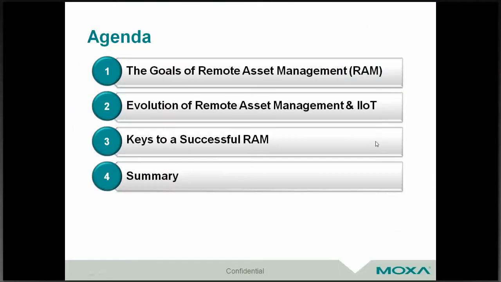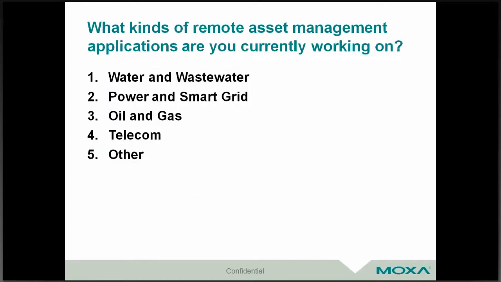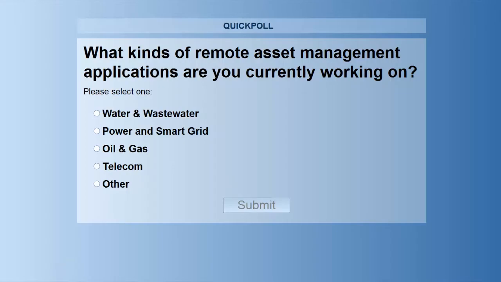So here's the agenda. First, we want to talk about what's the goal of remote asset management, and I will use RAM as the acronym throughout the presentation for remote asset management. Secondly, we will be talking about the evolution of remote asset management and industrial IoT. The third is what will be the key to build a successful remote asset management system, followed by the summary and Q&A later.